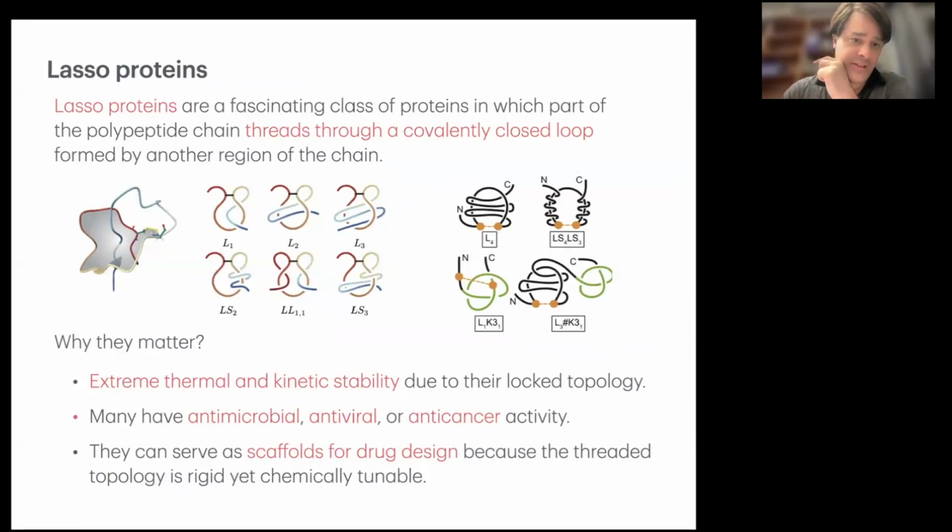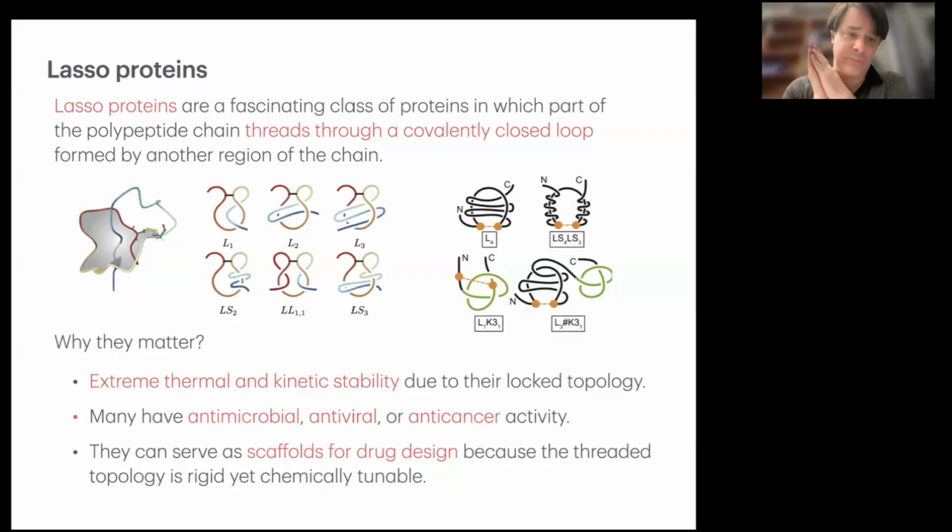So here you have the image. On the left, we can see the protein backbone, and we see that it forms a closed loop by this disulfide bridge. And part of the tail then pierces this closed disc. And there are many ways in which this can occur.